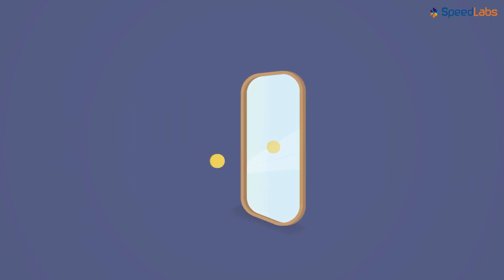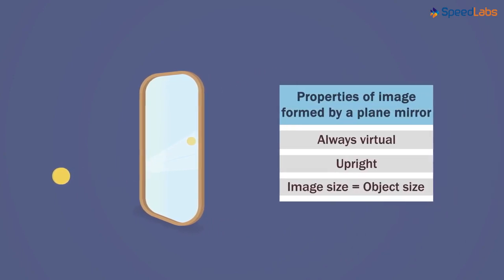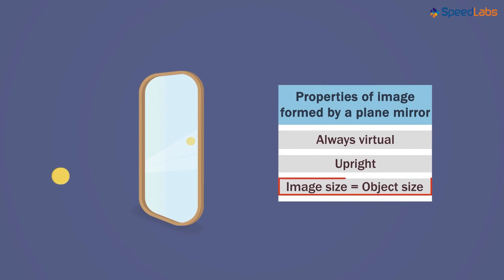The same thing happens with the image as well. As we move the object further away from the mirror, the image also goes further away from our eyes. And this is why it appears to be smaller in size. So what can we conclude from this? We say that the image formed by a plane mirror is always of the same size as the object. And this is our third property.